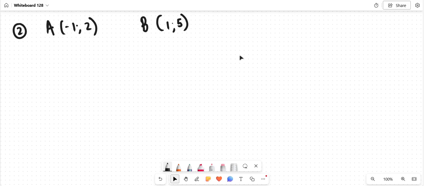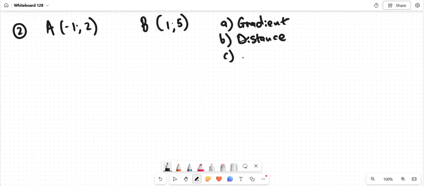Alrighty, so let's look at this example. Again, we're given A and B, and the question is asking us: question A, calculate the gradient. Question B, calculate the distance. And question C, calculate the midpoint. This time the picture is not given, but we don't really need the picture to do these questions.